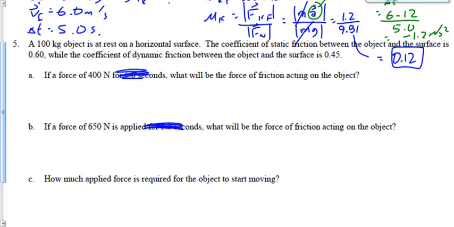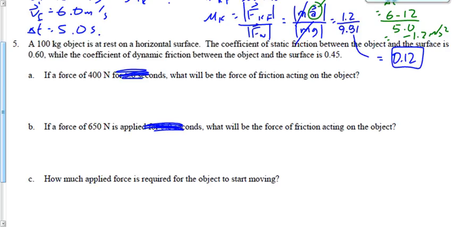Now, when I look at question A, I apply a force of 400 newtons. What's the force of friction? I got to know what kind of friction I have. In all the other questions so far, I've known whether it's static or kinetic. In this one, I don't. To find out what kind of friction you have, you got to know whether it moves or not. Does it move in question A when I apply a force of 400 newtons? How do I know? What do I got to do to find out if it moves and therefore whether or not I have kinetic or static friction?